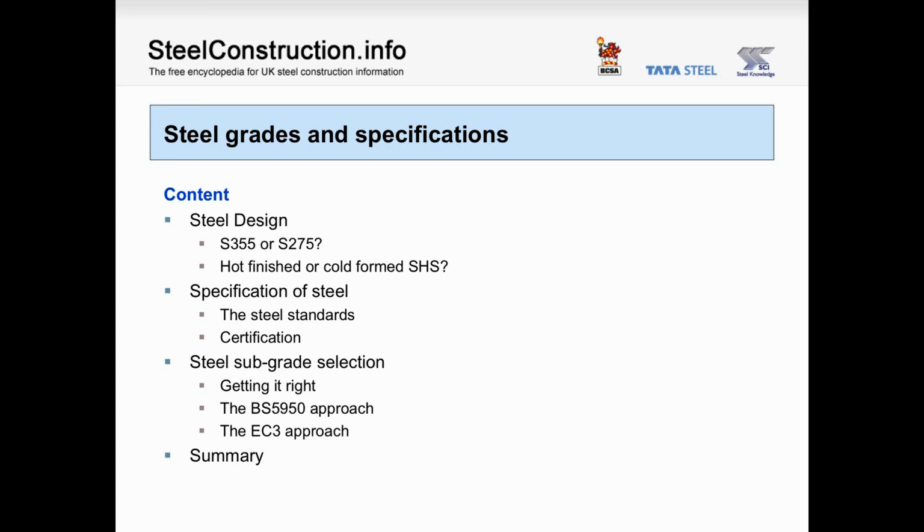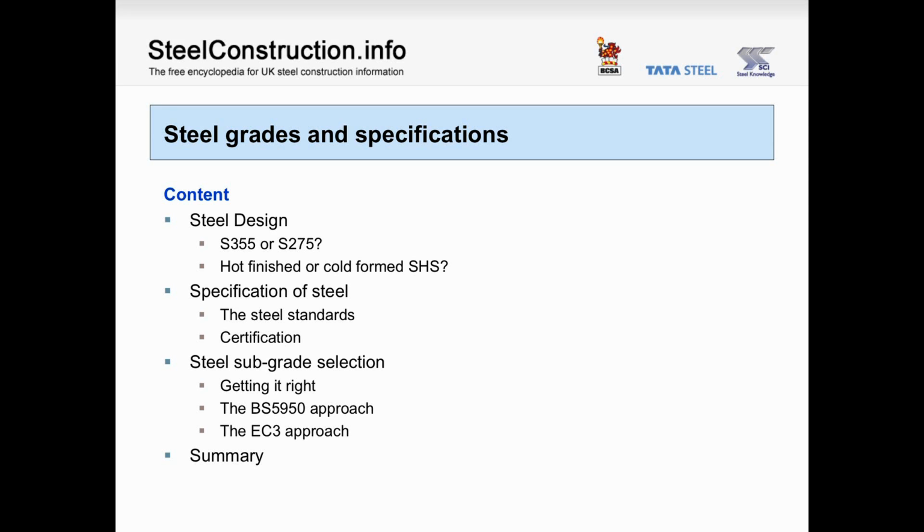In this presentation, I'll start by considering two aspects of the steel supply chain that can have an impact on how we approach the design of steel members. The first of these is the age-old conundrum of steel grade, S275 or S355. Which should we design in and why? The second concerns the two manufacturing processes used for hollow sections and the impact this has on the design capacities of what superficially appear to be the same section.